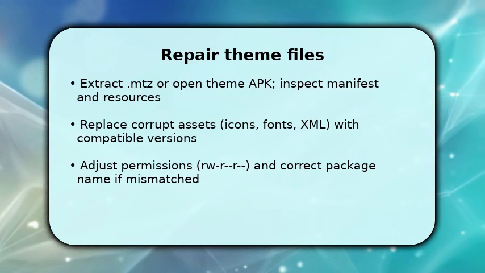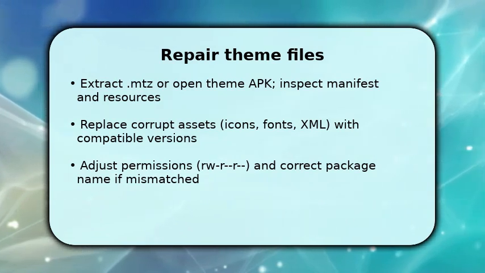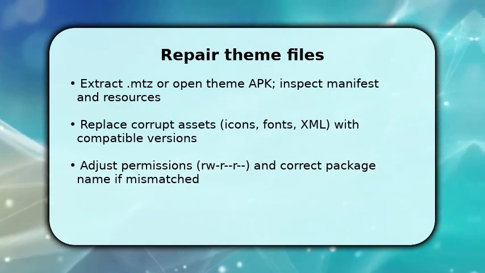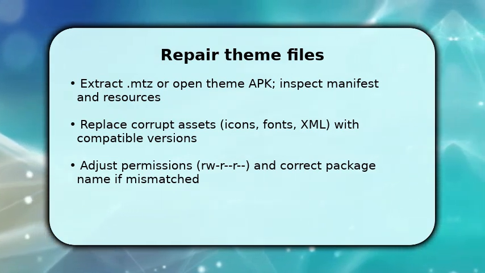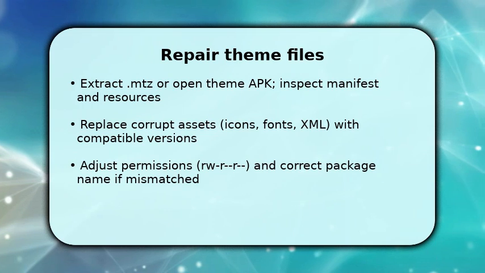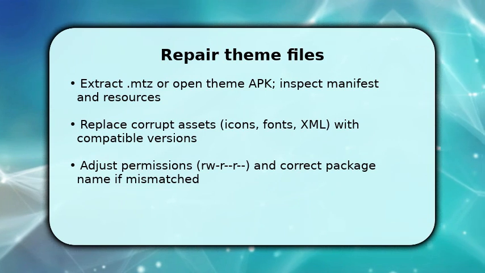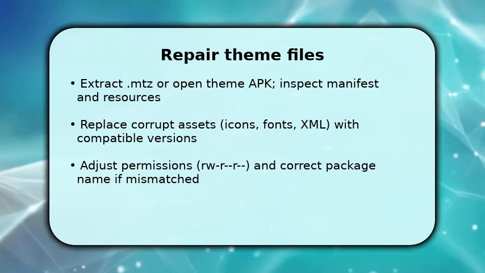You now inspect the theme package, extract the MTZ or open the APK to check Android manifest, XML and resource folders. If assets like icons, fonts, or XML layouts are corrupt or missing, replace them with compatible versions matching your MIUI resources. This prevents crashes.